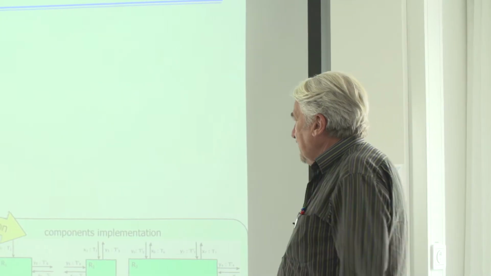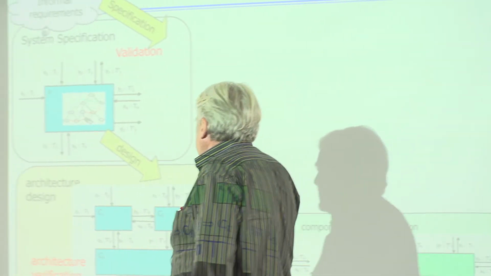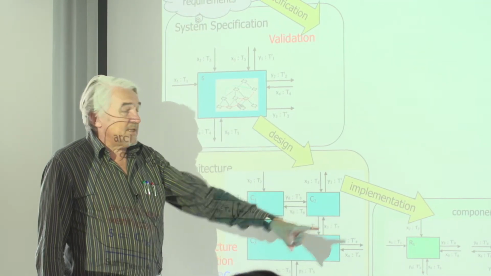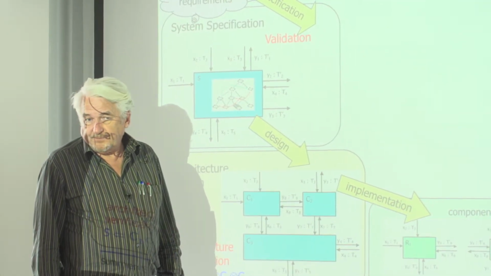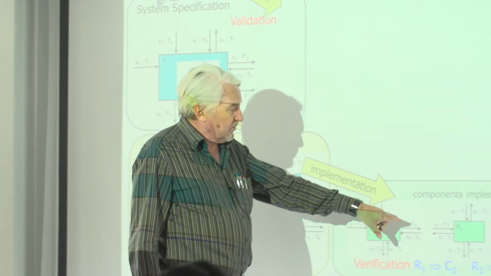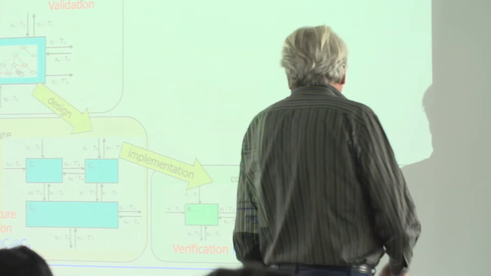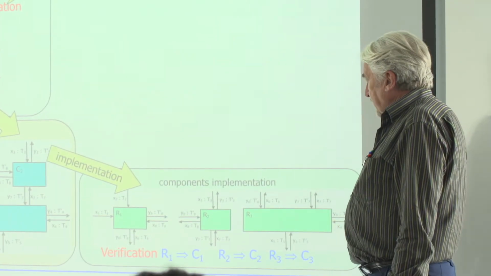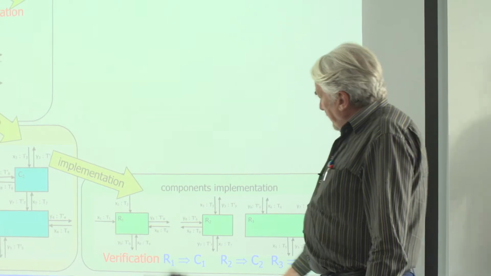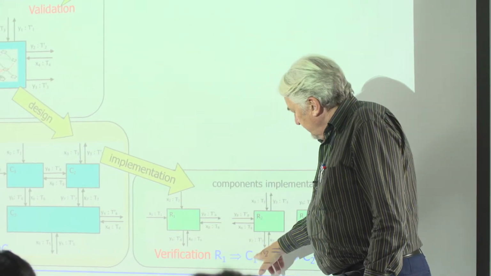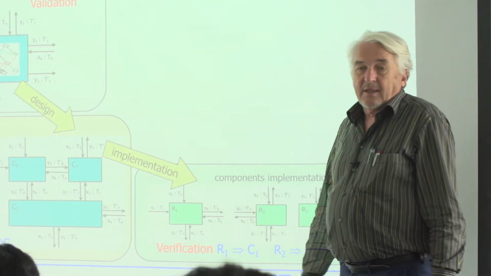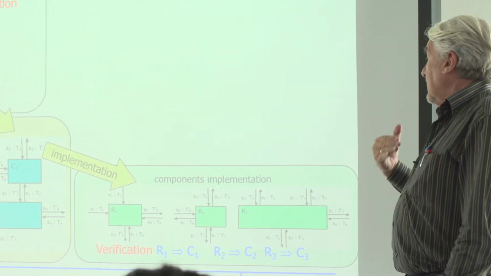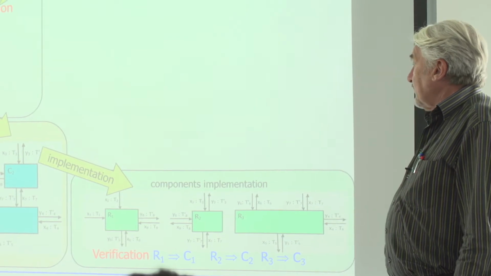What does implementation mean? Implementation means now for each of those components we have here, we produce implementations. So R1, R2, R3 are implementations. And of course, we want to verify these implementations. How do we verify them? We have to prove that from the properties of R1, the required properties of C1 can be deduced. And the same for the others. So this is component implementation and verification.